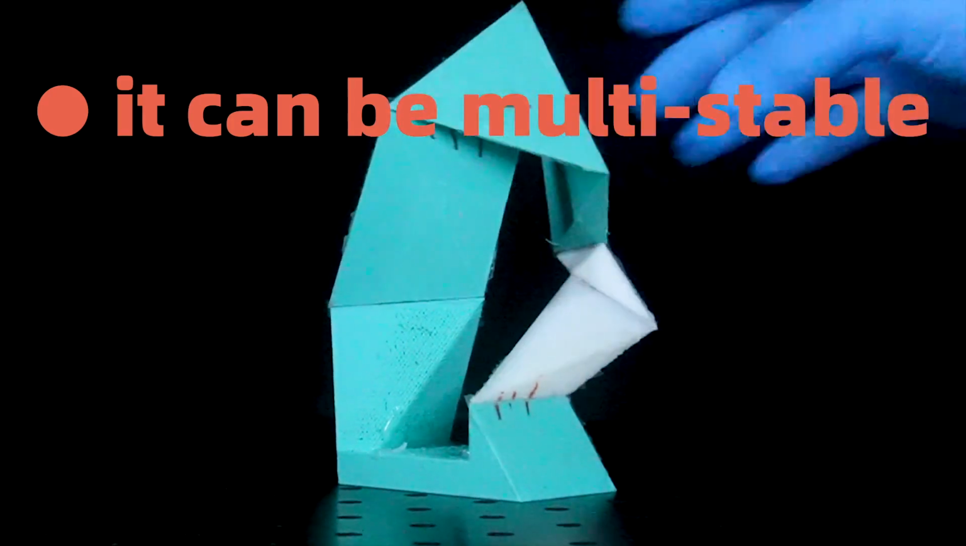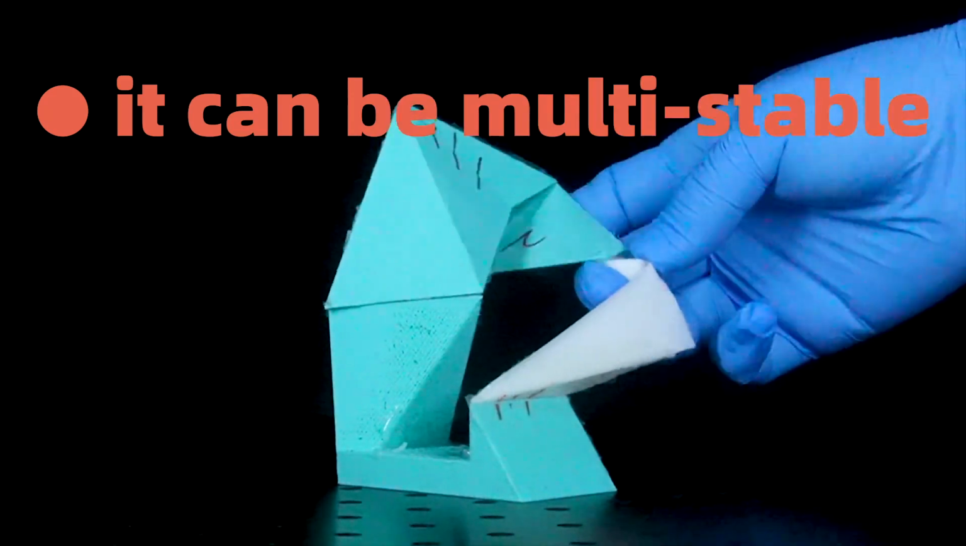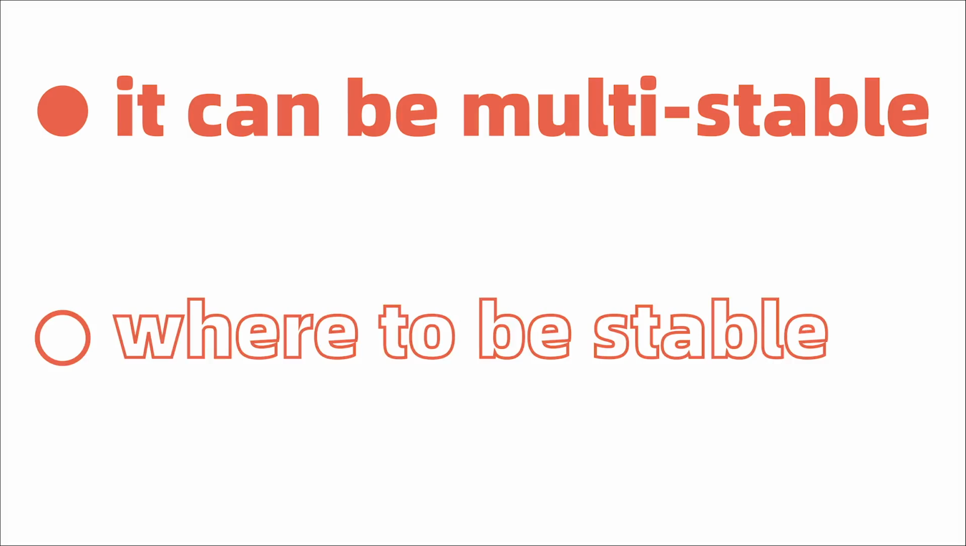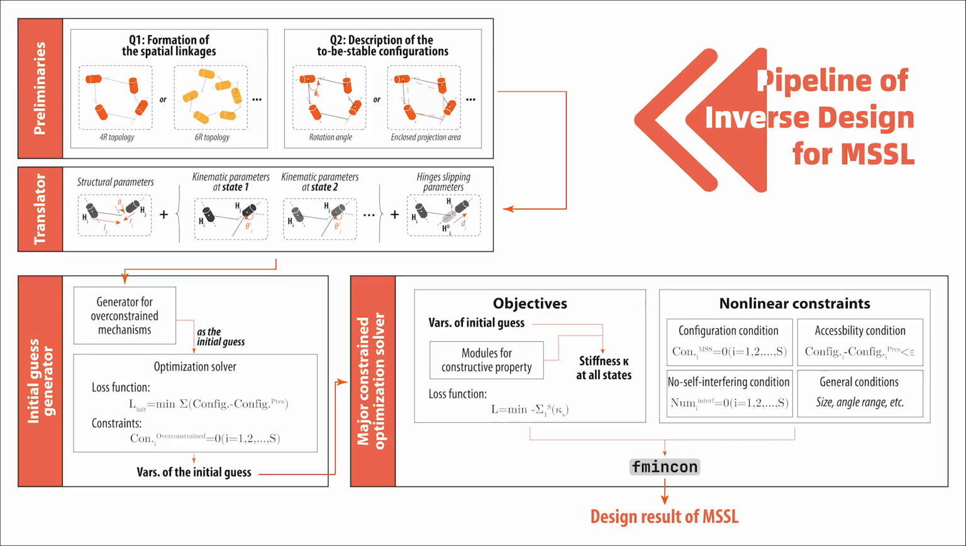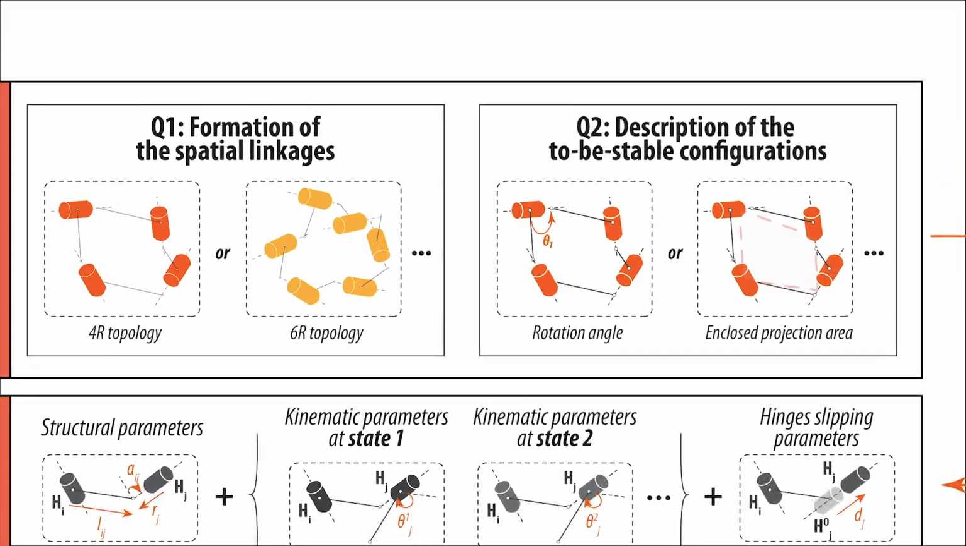Now we acknowledge the potential of an overconstrained mechanism being changed to a multistable structure. We even managed to get a tristable linkage from a Bricard mechanism. So the next question is how to appoint the stable state to the configuration where we want. We actually set up a standard constrained optimization solver for the inverse design. Let's start from the beginning.